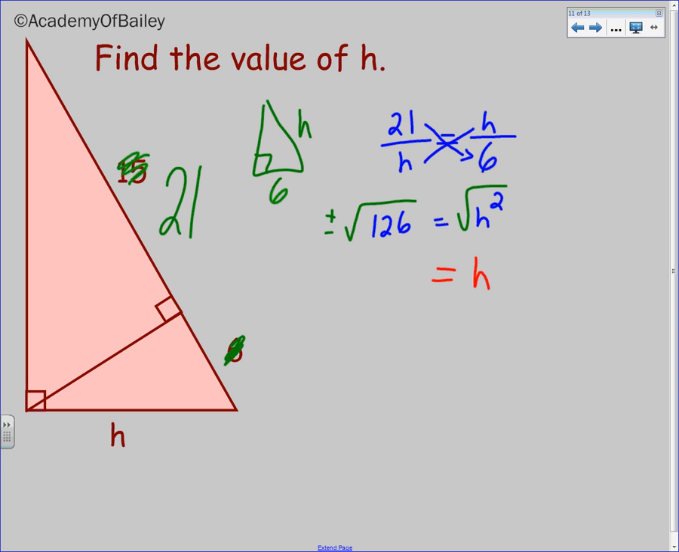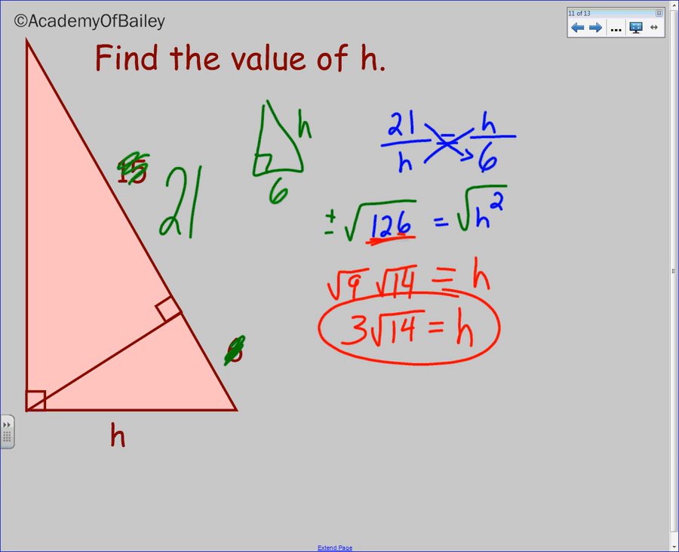Now 126 breaks down into, well, this looks like 12 and 6, right? That's not really going to help us because 12 and 6 really aren't perfect squares. What about 9? 9 is, though. And I know 9 goes into this. So we're going to say 9 times 14. That's 126. The square root of 9 is 3, and 14 is just 2 times 7, which neither one of those will simplify out. There you go. 3 times the square root of 14.